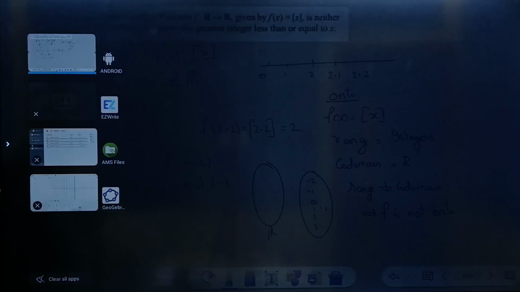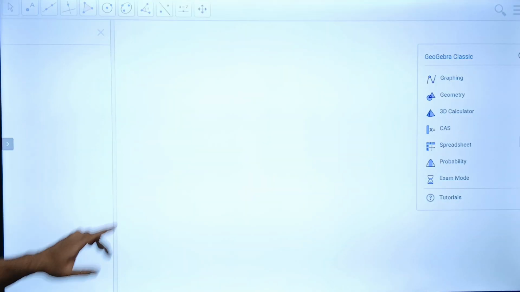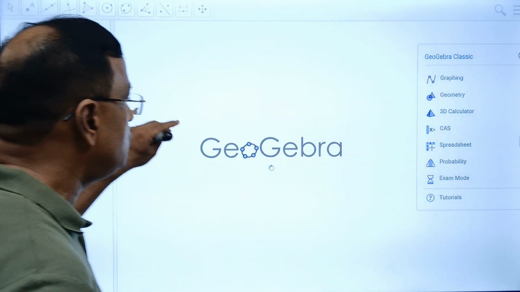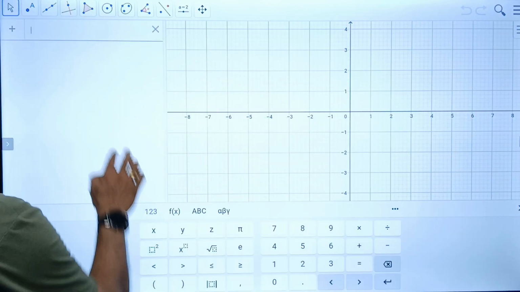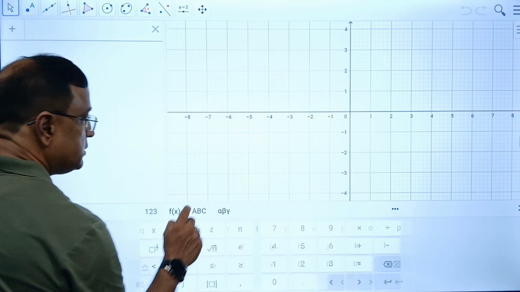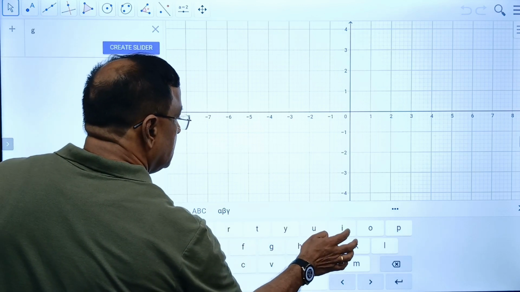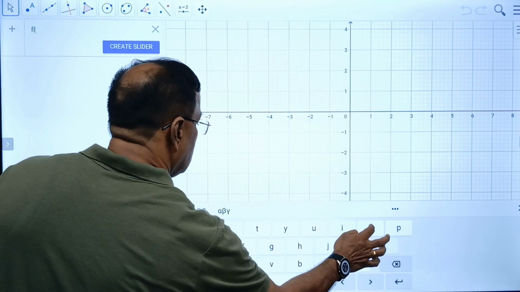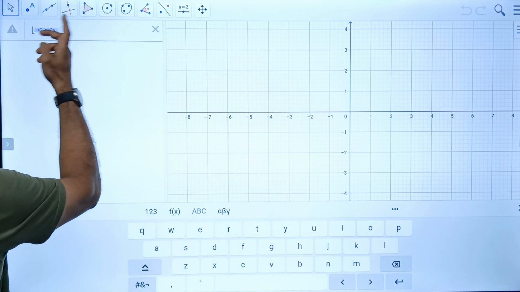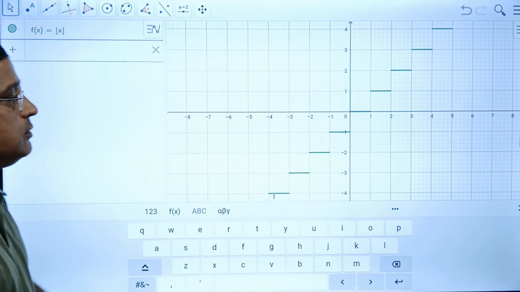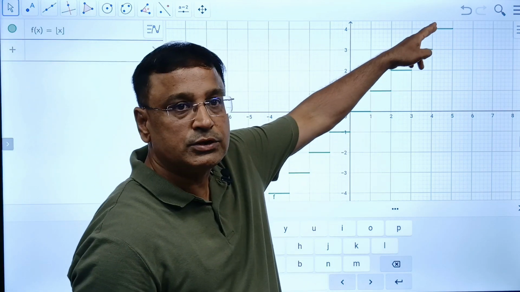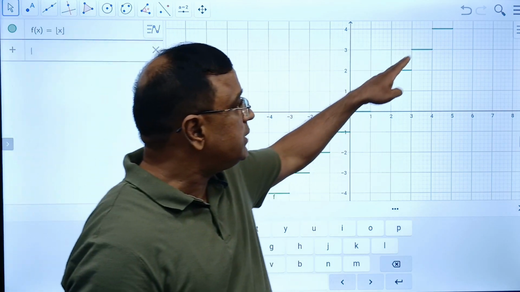Now, I just want to show you this. Just look at this. This is GeoGebra. I just want to demonstrate this problem alone. Let me input greatest integer function. The greatest integer function input is floor. Floor of x. Look at this. This is the graph of greatest integer function.